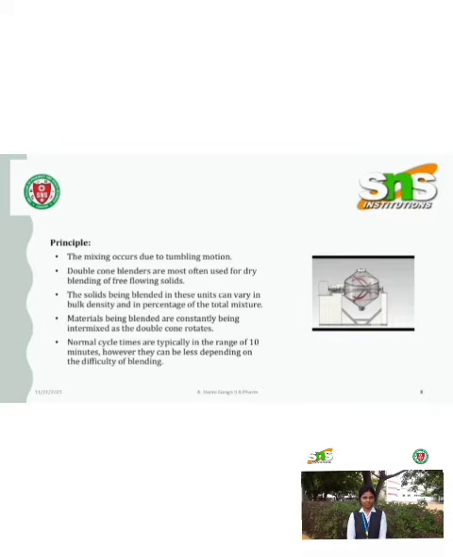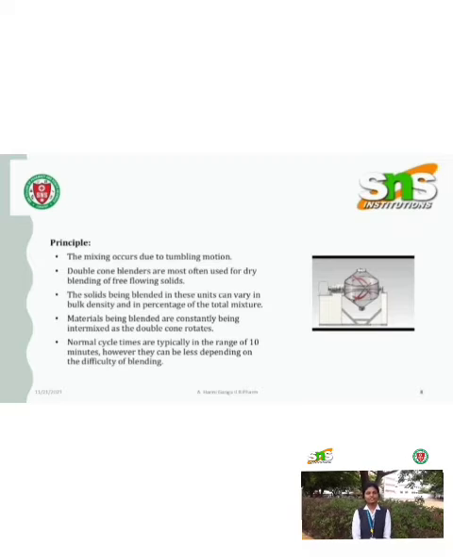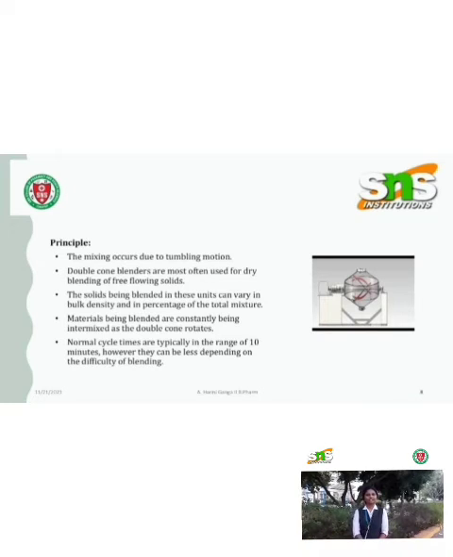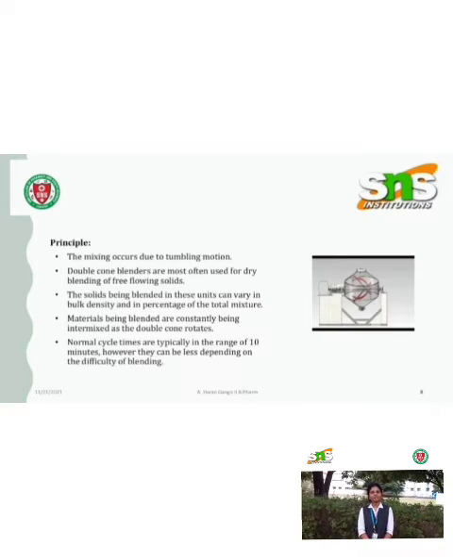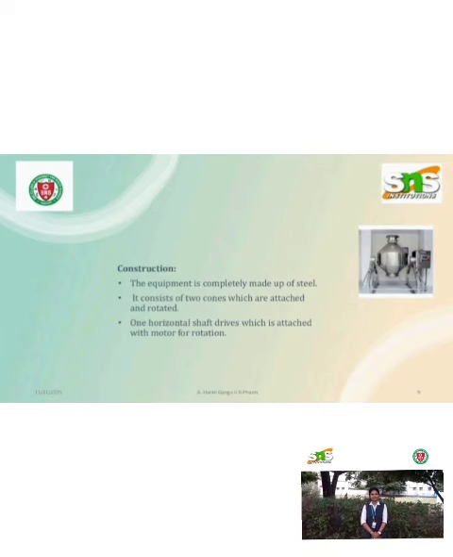So let's look into the principle of double cone blender. The mixing occurs due to tumbling motion. Double cone blenders are most often used for dry blending of free flowing solids. The solids being blended in these units can vary in bulk density and in percentage of the total mixture. Materials being blended are constantly being intermixed as the double cone rotates. Normal cycle times are typically in the range of 10 minutes. However, they can be less depending on the difficulty of blending.